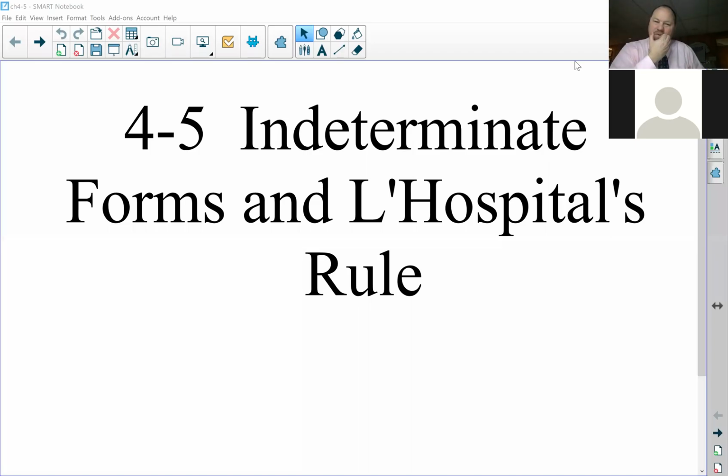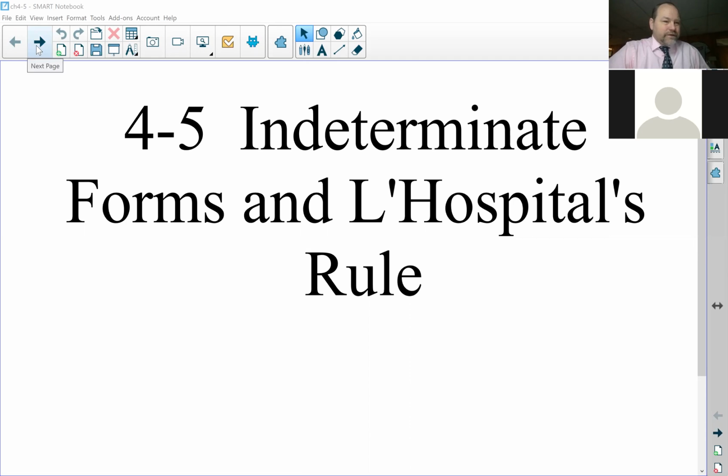All right. So today we're going to talk about indeterminate forms and this thing called L'Hopital's rule. If you remember back to when we first started doing limits, and we would get something like 0/0, and then we'd have to do some algebra and try to figure out what that limit is. That 0/0 is what we call an indeterminate form, and L'Hopital's rule is a way to deal with that.